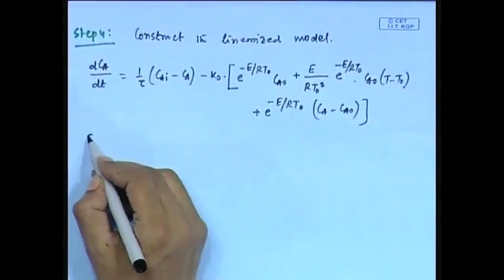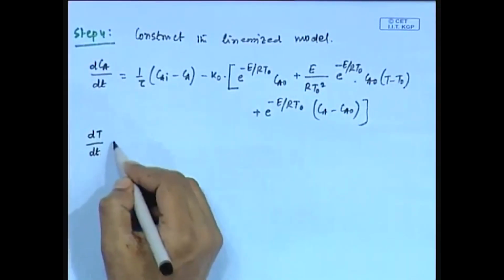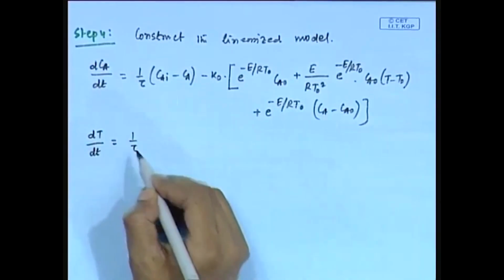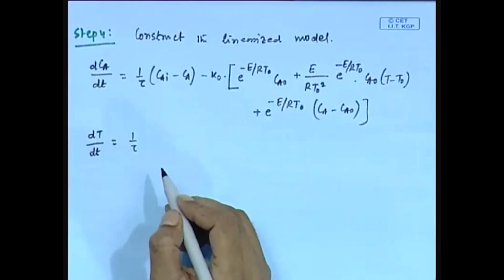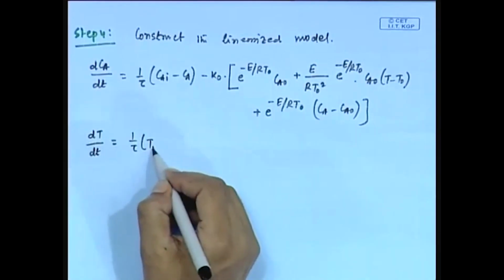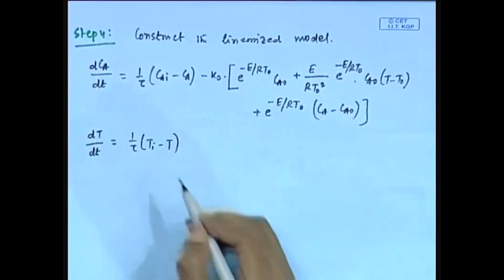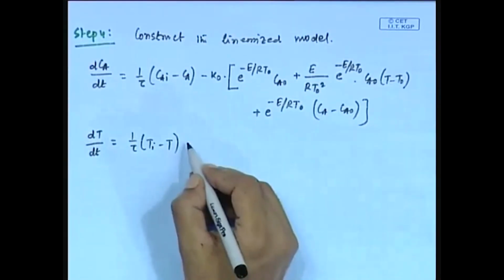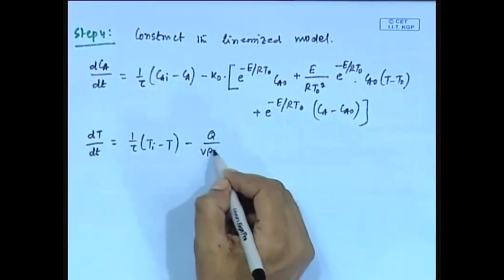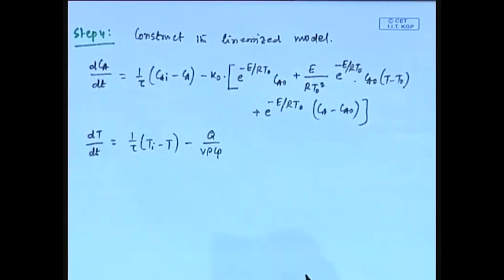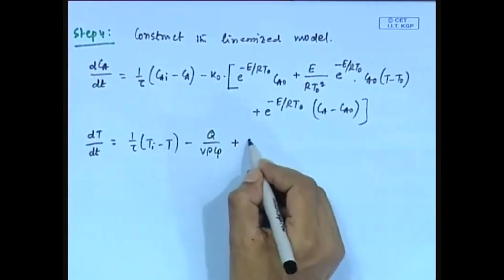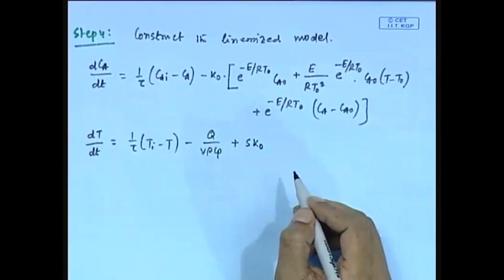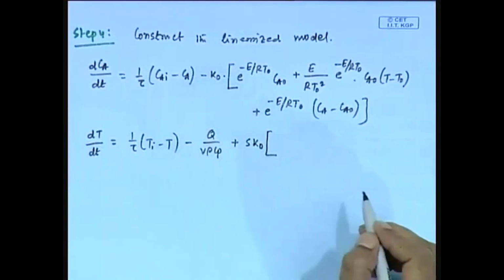So, for the temperature, the dT/dt equation will be: the first right-hand term is 1 by tau multiplied by (T_i minus T), and Q divided by V rho Cp is there, that is also a linear term. Then the third term was S K naught multiplied by that nonlinear term. So, we will just substitute here.